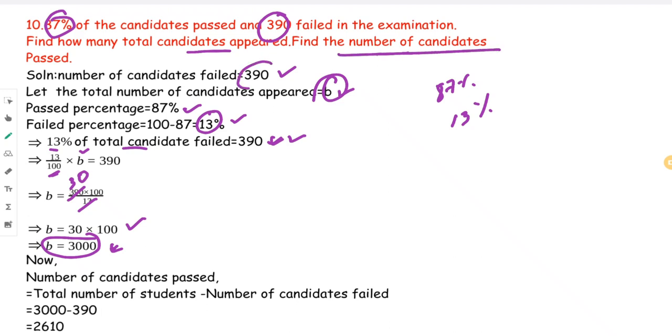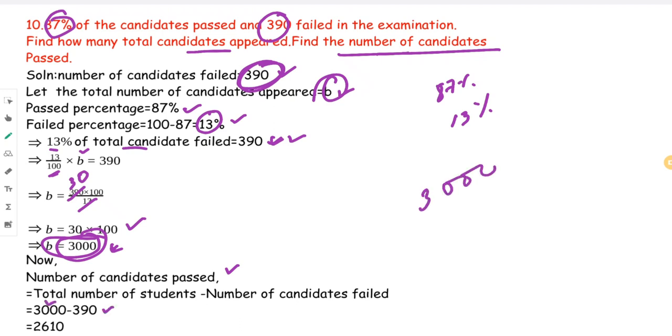Now let's find the second part, the number of candidates who passed, right? We already know the failed ones, right? How many failed? 390. So we just have to subtract it from the total number of candidates who appeared. Okay, so the number of candidates passed is the total number of students minus the number of candidates who failed. So the total number of candidates, how much? 3,000, right? And fail we already know, 390. So let's subtract these two.